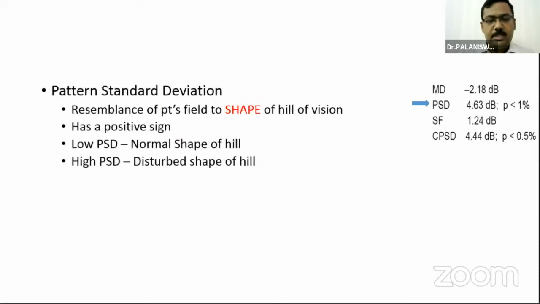Pattern deviation is the resemblance of a patient's field to the shape of the hill of vision. It has a positive sign. A low PSD means it's a normal shape of hill. A high PSD means the shape of the hill is disturbed.